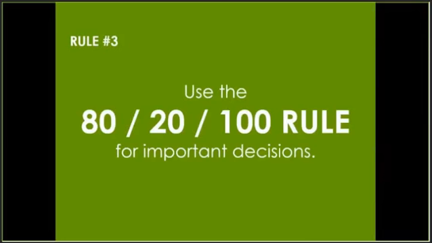Rule 3, use the 80-20-100 rule for important decisions. The rule breakdown is gather 80% of the data and perform 80% of the relevant analysis in the first 20% of time available, then make a decision 100% of the time, and act decisively as if you were 100% confident that the decision is correct.